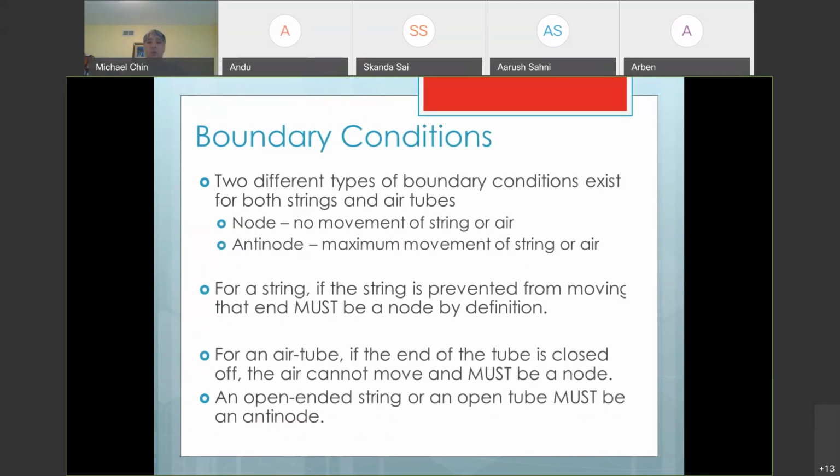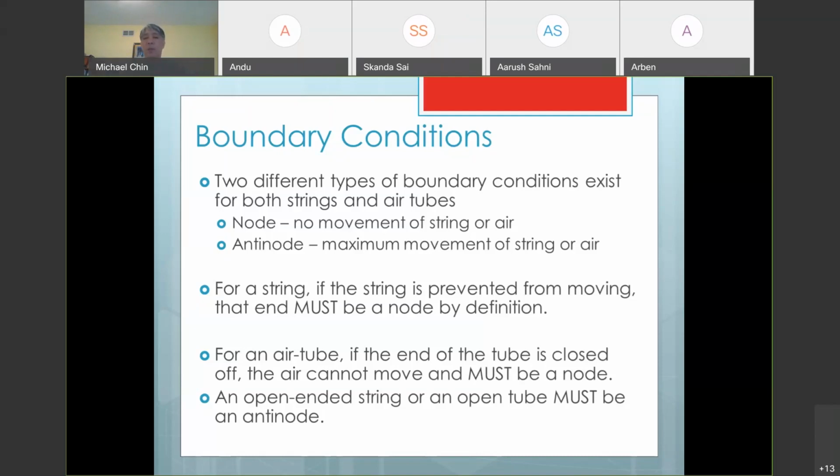Okay, so getting to the boundary conditions, there are basically only two types of boundary conditions. One boundary condition says this end is a node. The other boundary condition says this end is an antinode. The way to determine whether it's a node or an antinode is to ask yourself, can this point move or can this point not move? If it can't move, it's a node. If it can move, it must be an antinode. Okay, and so those are the two boundary conditions.